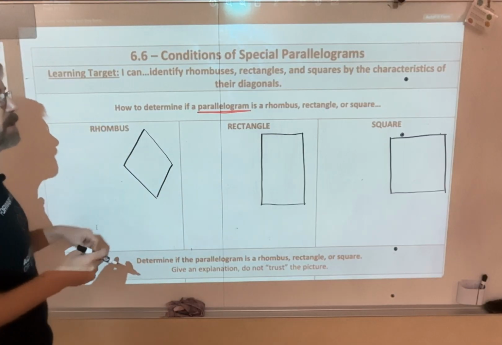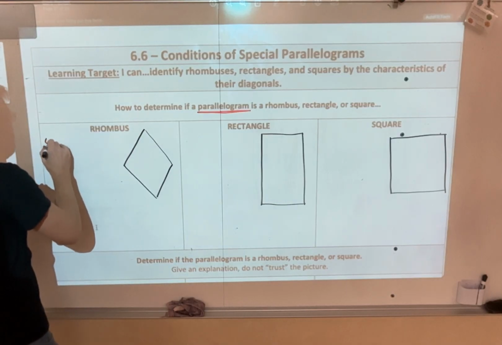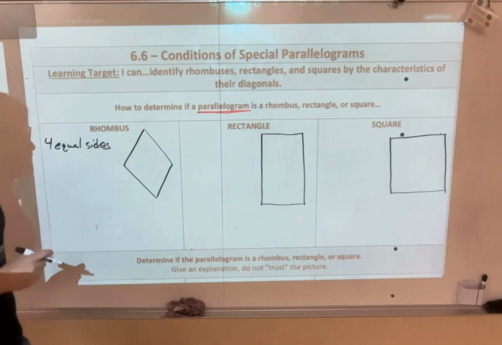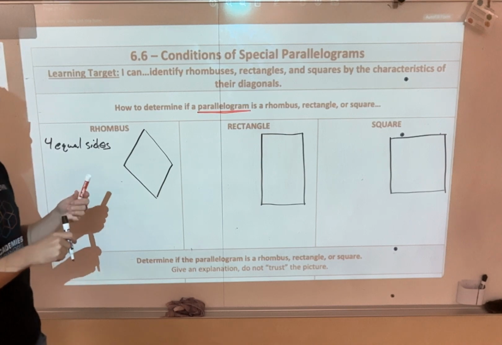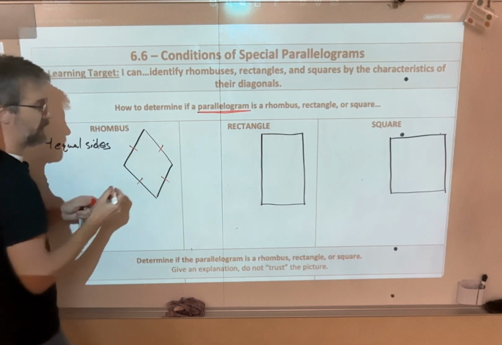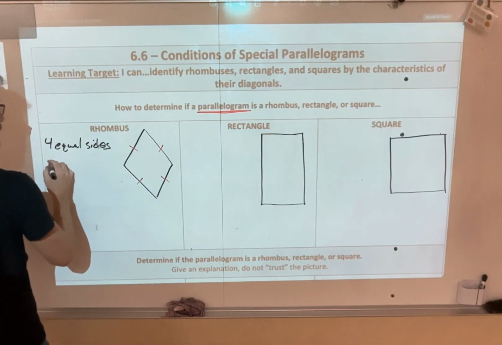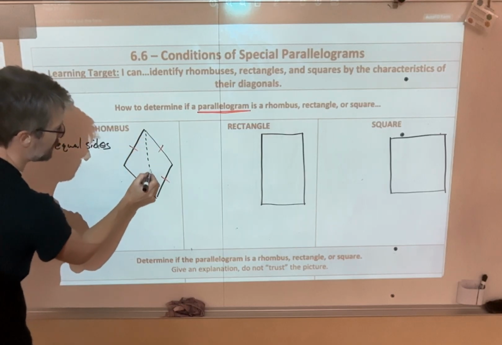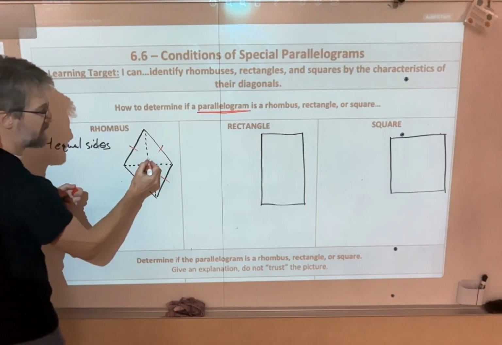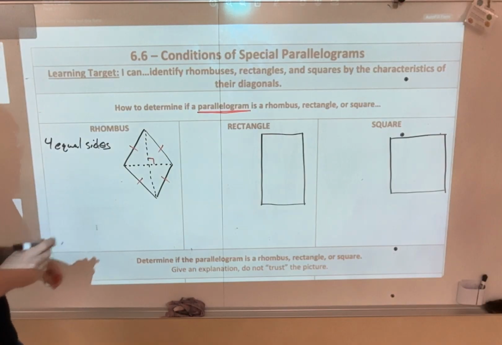So if we already know that it's a parallelogram, how do we know that it's a rhombus? Well, the simplest way is if we know it has 4 equal sides. And that is true for any shape that has 4 equal sides. Any quadrilateral with 4 equal sides is automatically a rhombus. So if I can show that, boom, done. Otherwise, if it is a parallelogram and we look at the diagonals, the only parallelogram that has diagonals that meet at a 90-degree angle, that are perpendicular to one another, are rhombuses.